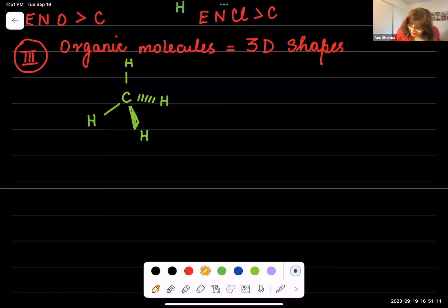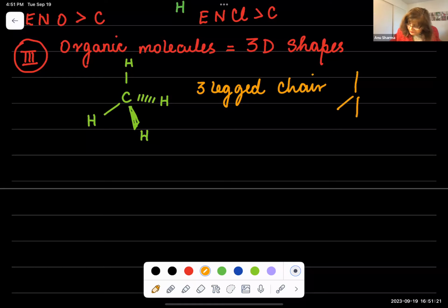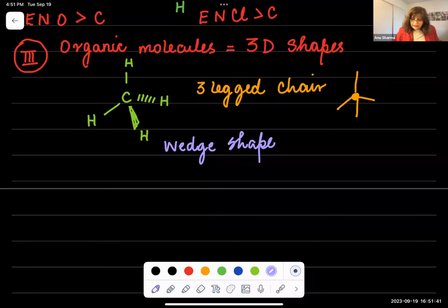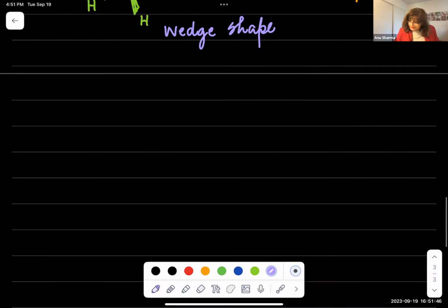So in this case, like a three-legged chair, like this, and this is the seat, like that. We will see the 3 dimensions. In 3 dimensions, pointing, this is also called a wedge shape. This is the wedge shape of the bond, the wedge-shaped bond. Now, these are the basic things.